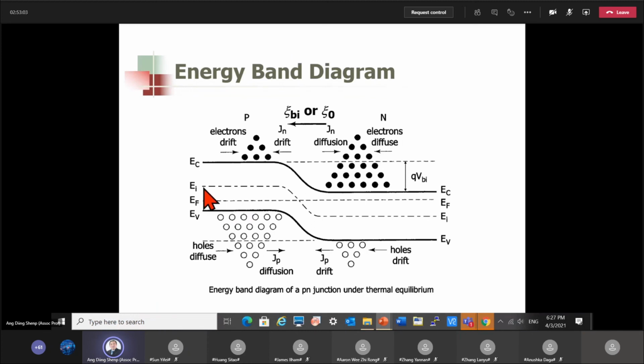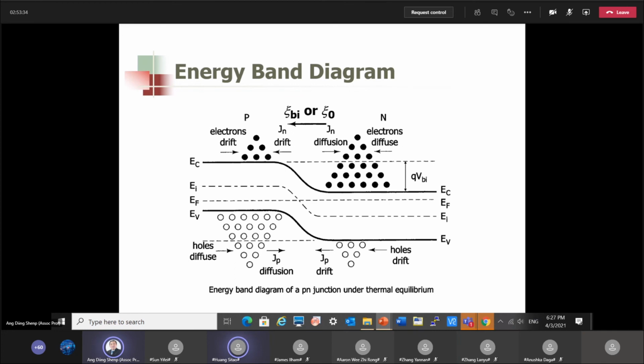The EI that we write here is just a reference denoting the center of the band gap. So this is not the Fermi level. The EI is not the Fermi level, right? This is just referring to the center of the band gap. So the intrinsic Fermi level of a material may change. It's not fixed.